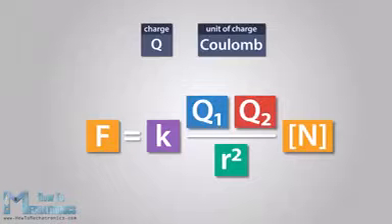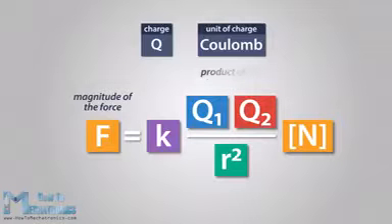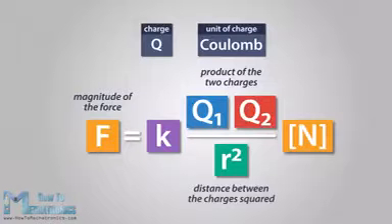So, this equation shows the magnitude of the electric force between charged particles. F is equal to the product of the two charges Q1 and Q2 divided by the square of the distance between them, R, and then multiplied by the proportionality constant k. The electric force is expressed using the unit Newton.